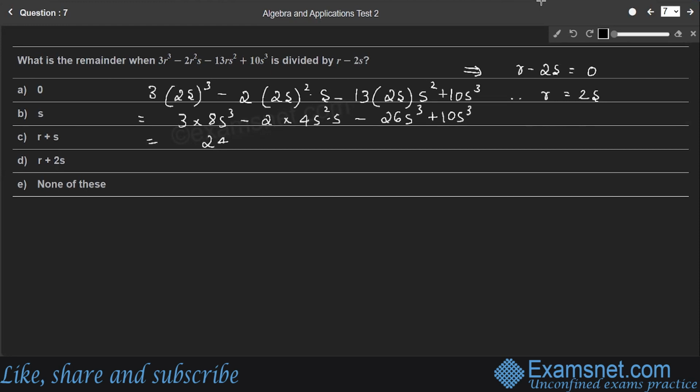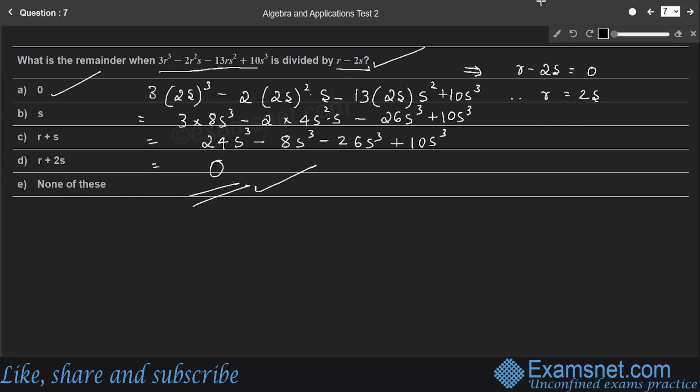which is equal to 24s cube minus 8s cube minus 26s cube plus 10s cube, which is equal to 0, right? So the remainder when the given expression is divided by r minus 2s is 0. Therefore, the given expression can be written as the product of r minus 2s and another algebraic expression. Therefore, the remainder is 0, and option A is the right answer.